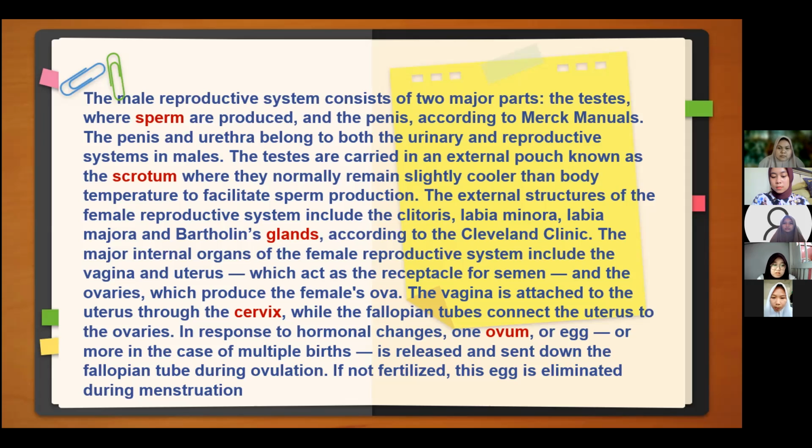In response to hormonal change, one ovum or egg, or more in the case of multiple births, is released and sent down the fallopian tube during ovulation. If not fertilized, this egg is eliminated during menstruation.